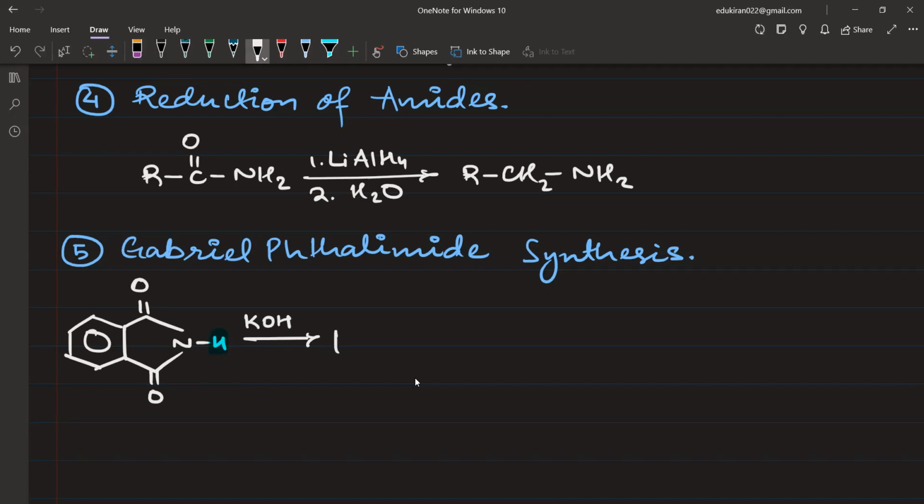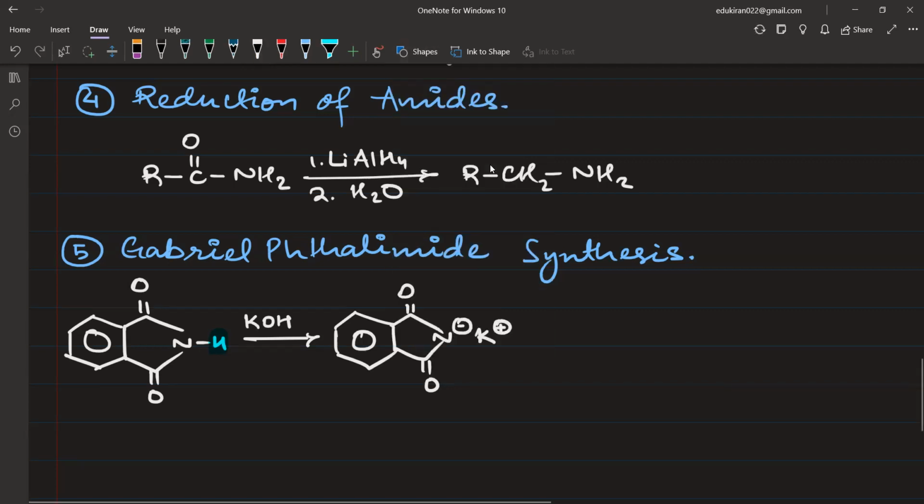Once we react this with KOH, we will get the benzene ring as it is, nitrogen, and, wait a second, this double bond O as it is, nitrogen will have negative charge and there will be K positive. So this will be the potassium salt of phthalimide.